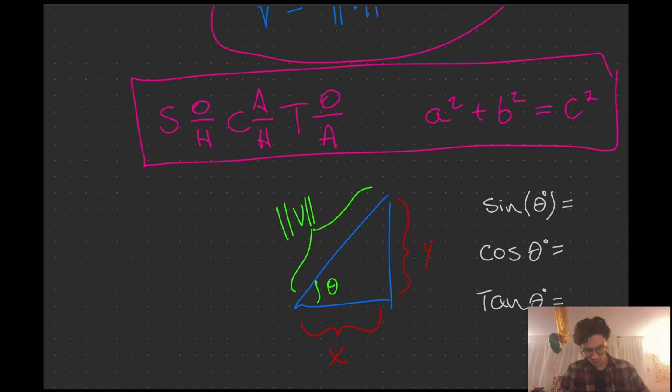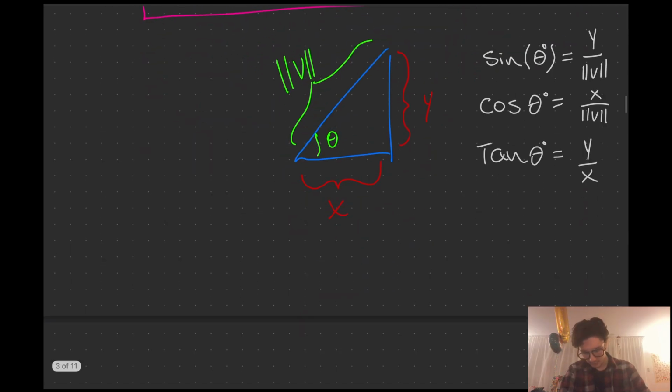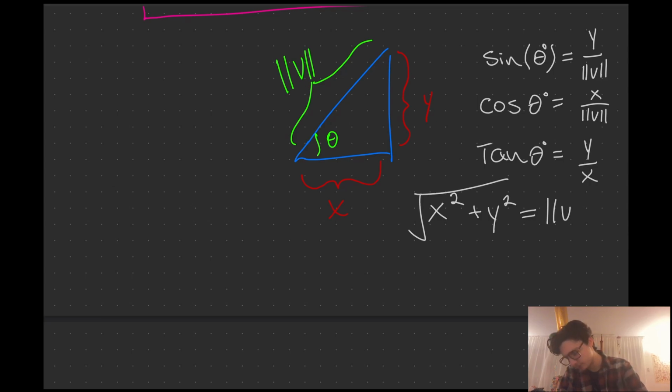So using that, in sine, opposite, we have y, over hypotenuse, we have v, the magnitude of v. Then for cosine, we have adjacent, x, over the magnitude of v. And for tangent, we have opposite over adjacent, so we have y over x. Amazing. Also, Pythagorean theorem says if we have x squared plus y squared, and square root this whole thing, we're going to get the magnitude of the vector.